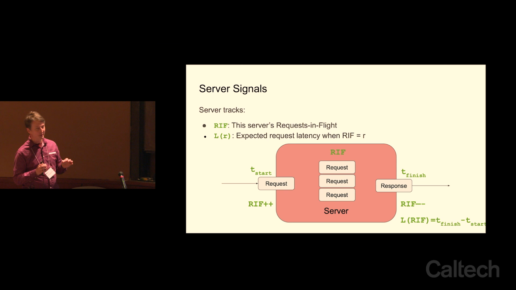So what kind of feedback does the server give us? It's some pretty simple signals. It basically maintains how many requests in flight it has, and it tries to build up an estimate of latency as a function of load. So it's basically a function of what the latency of a query would be at a given requests-in-flight level. Every time a query arrives, the server increments this requests-in-flight counter. When a query leaves, it decrements it, but it also measures the start and finish time of the query, and updates the latency estimate for that function at that level of requests in flight.